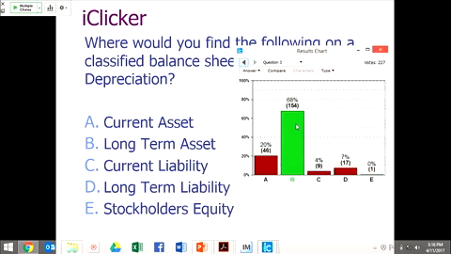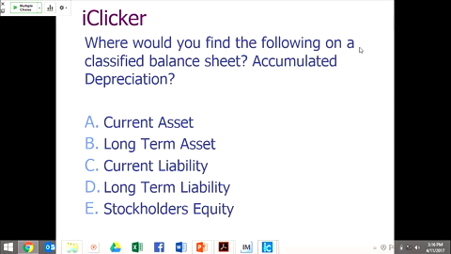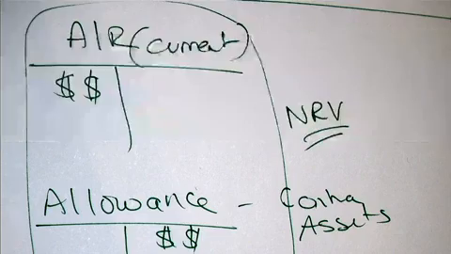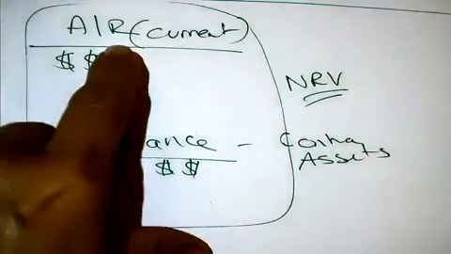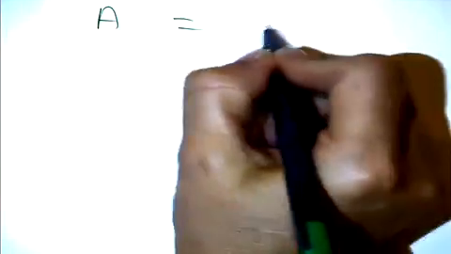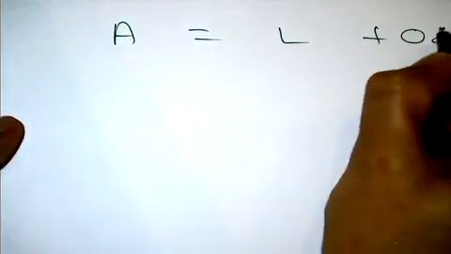Long-term asset is correct. So, again, going right back to what we did with the accounts receivable. Accounts receivable is current. Allowance goes with it. Why do I have accumulated depreciation?